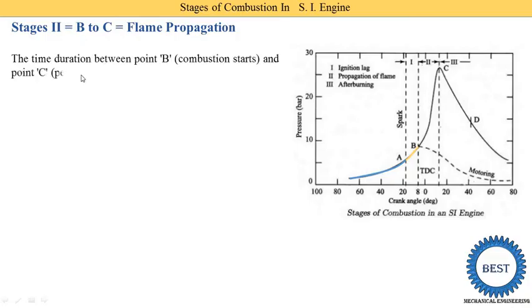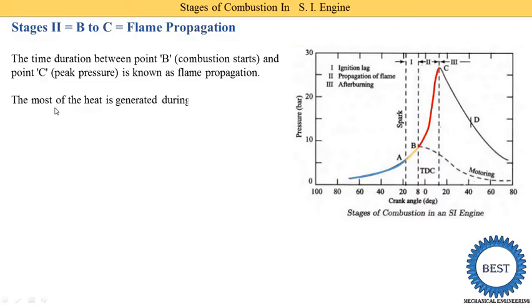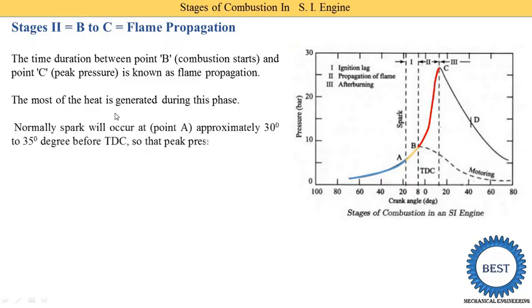So the time duration between point B, where combustion starts, and point C, the peak pressure, is known as the flame propagation. In this red region you see that B to C is the flame propagation. At that time the flame is generated inside the engine. Most of the heat is generated during this phase, so maximum combustion takes place here. Maximum heat is generated in this B to C region.